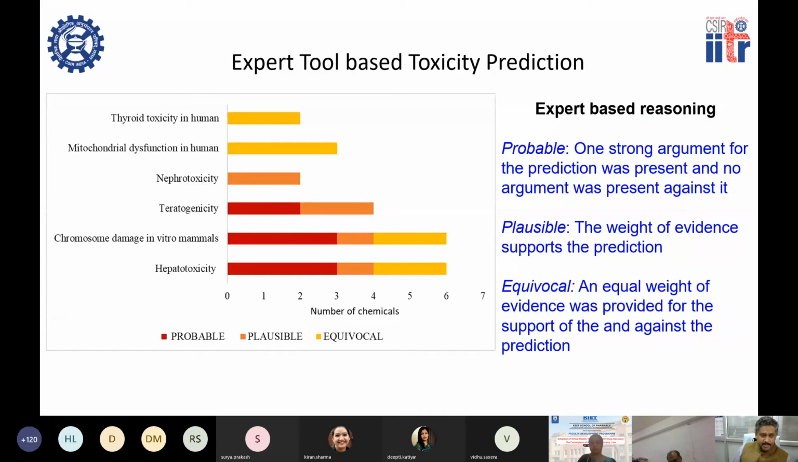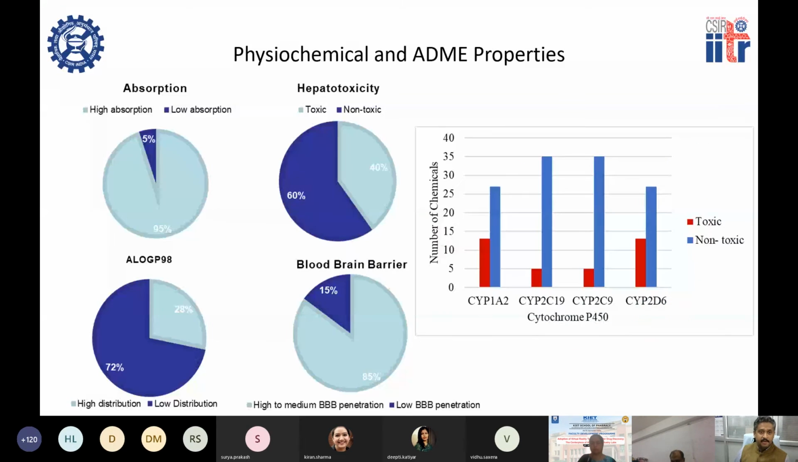We also used exposure-based tools that give you probable, possible, and equivocal levels of grouping of various toxicity endpoints. That also gives us insight into how these compounds coming from 3D printing behave. Then we further started predicting absorption, distribution, and all the ADMET properties, and how they can cross the blood-brain barrier. Very interestingly, some of them have high to medium blood-brain barrier penetration, which we reflected upon in our pathway analysis.